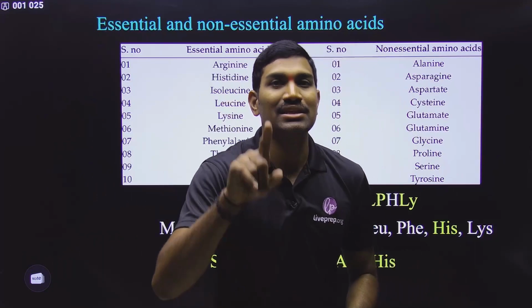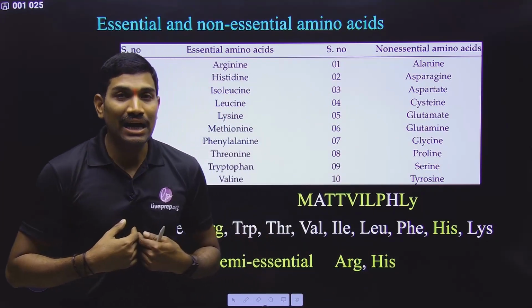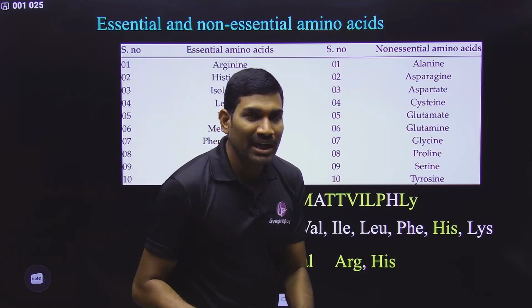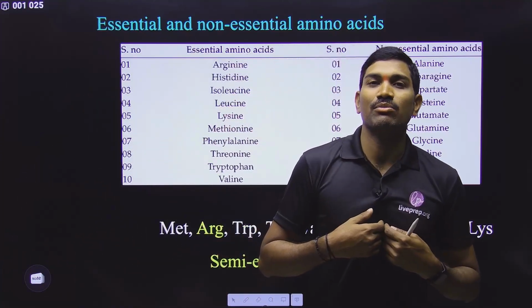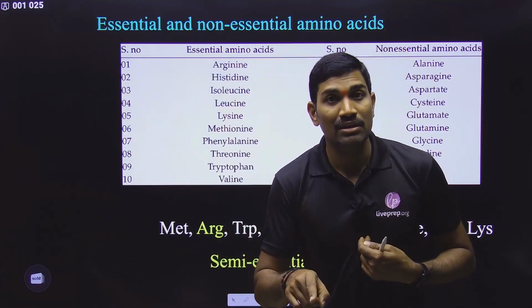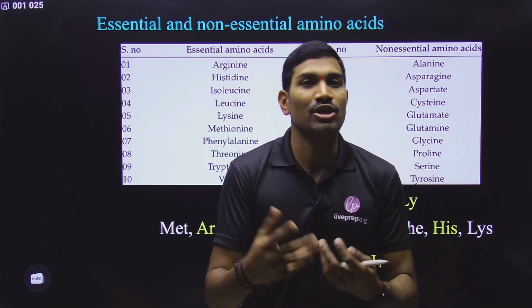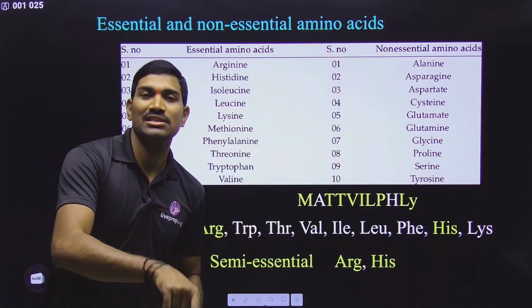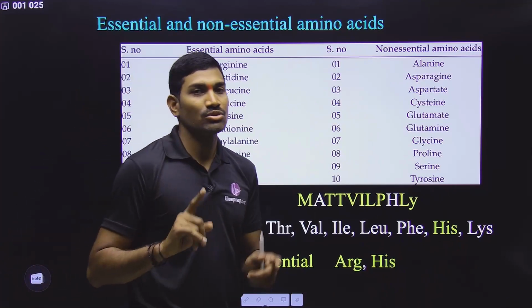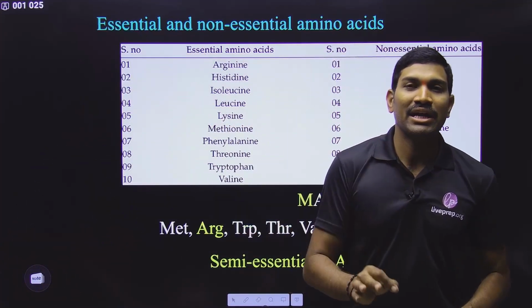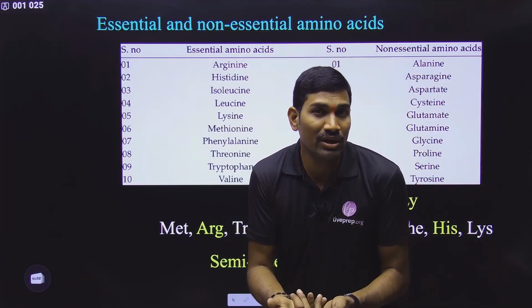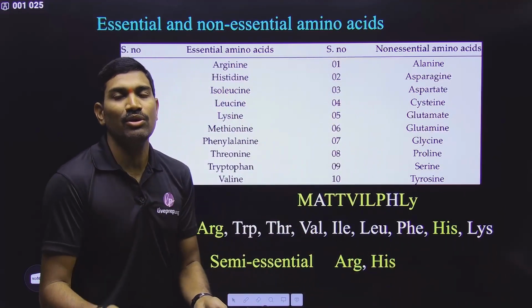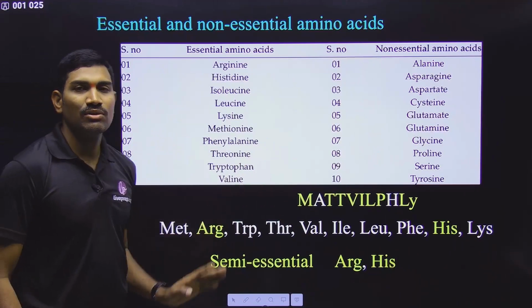Those amino acids that are not produced by our body, but which our body requires, how will you get them? Through the diet, through food. So those amino acids are called essential amino acids. Let us go through it once again. The amino acids that are not produced by our body are essential amino acids, whereas those that are produced by our body are non-essential amino acids. This is what the list is.